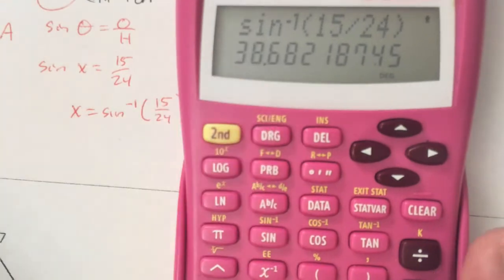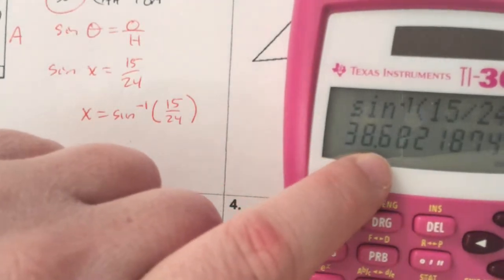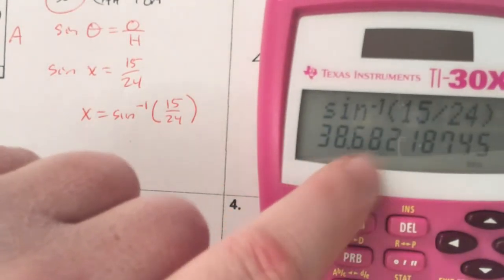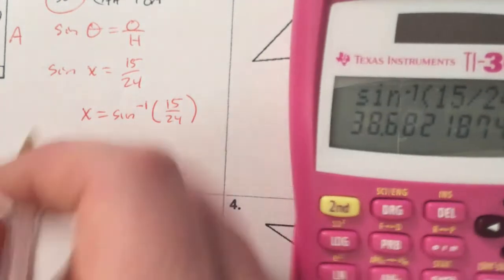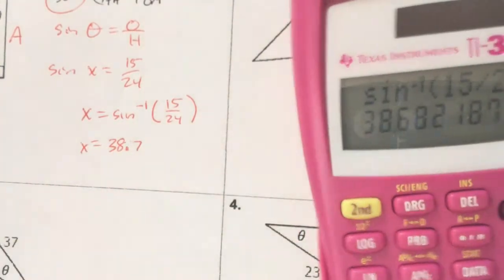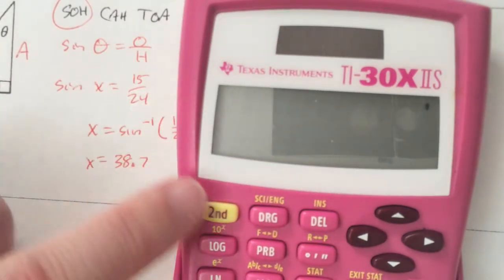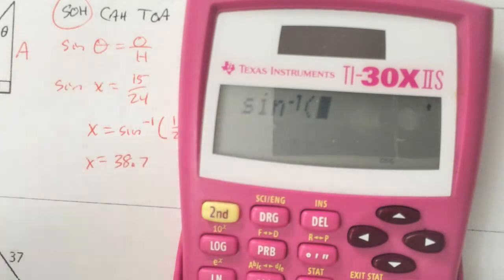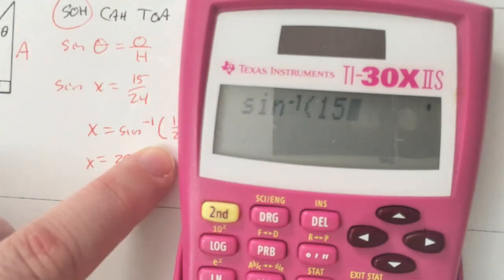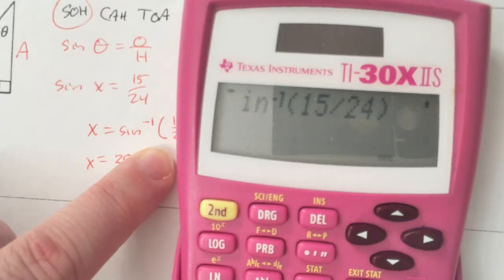And we get this. Our angle is 38 point, and they said to the nearest tenth. So that would be 38 point. Are we staying at 6 or are we going up to 7? We go to 7. So X would equal 38.7. All right, so one more time. Okay, so we would do second sine. Now it says sine inverse. 15 divided by 24. You can close parentheses, equals.